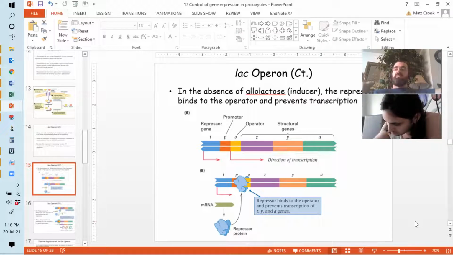Doesn't matter whether there's glucose present or not. Even if there's no glucose around, it doesn't matter because there's no lactose. So there's no point expressing the structural components of the lac operon. Particularly if you don't have much energy around, you want to save all the energy that you can.